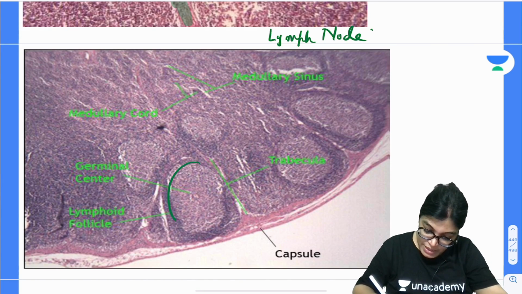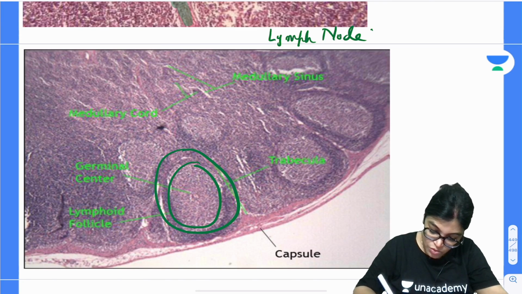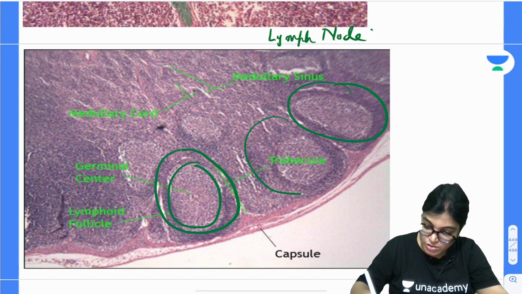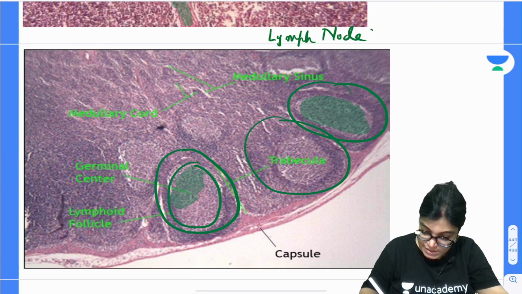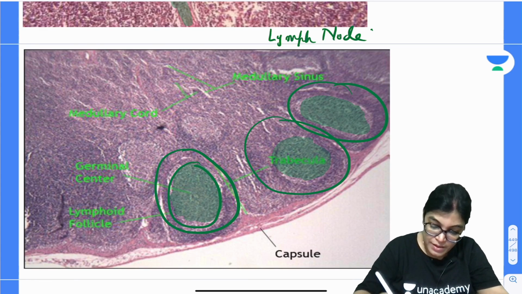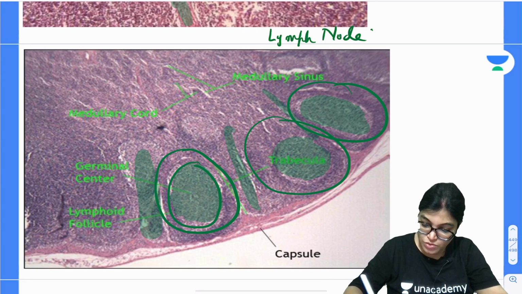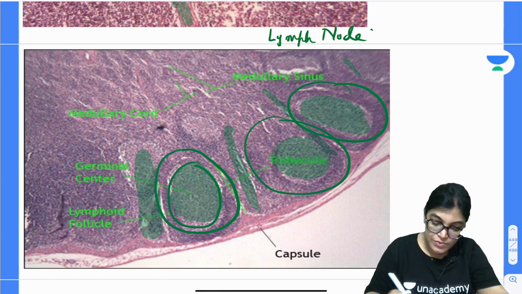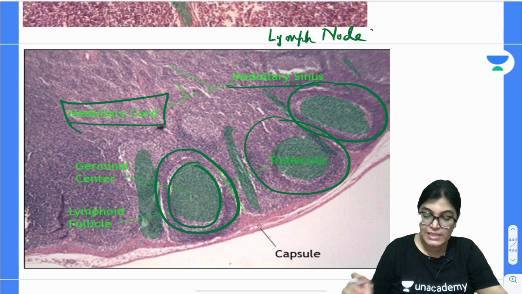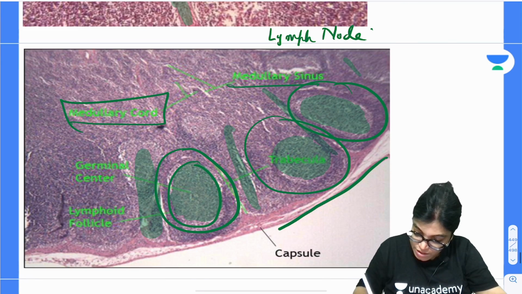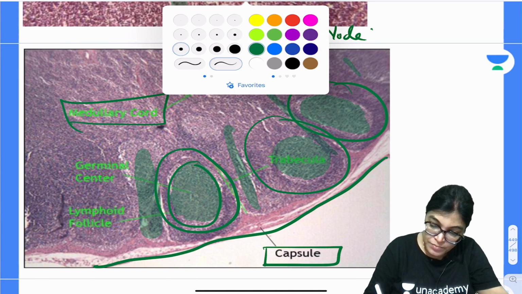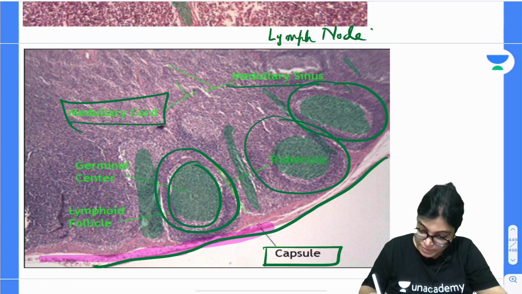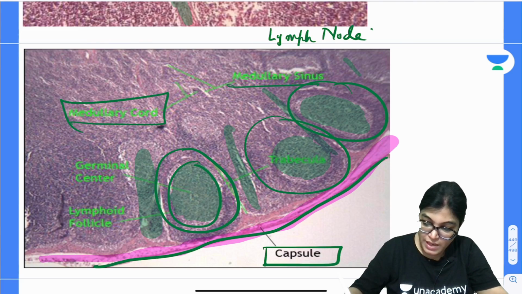See here, this is the whole lymph node, this is also a lymph node, and this is also a lymph node. Now you can appreciate the lighter stain in the center, which is the germinal center, and this is also a germinal center. Here you can see trabeculae dividing it into incomplete septa. There will be medullary cords and medullary sinuses, and this outermost covering is the fibrous capsule. Just below the fibrous capsule there is a space, which is the subcapsular sinus.